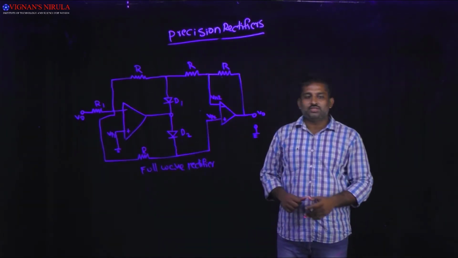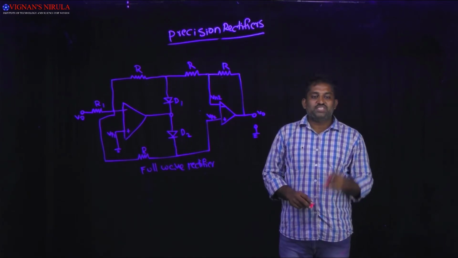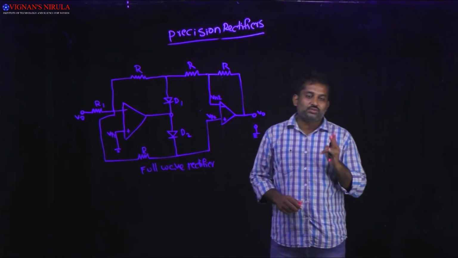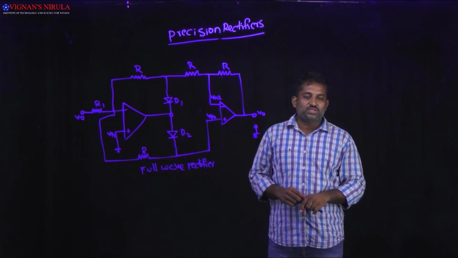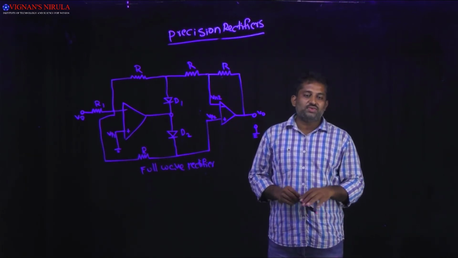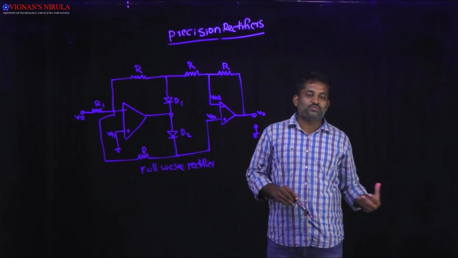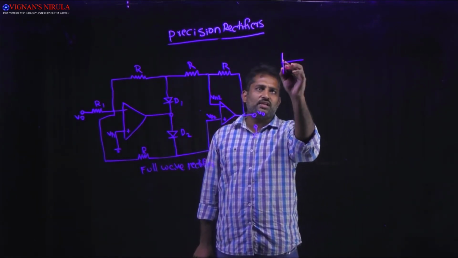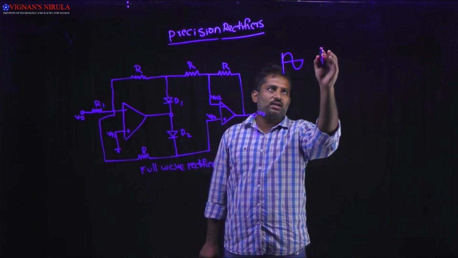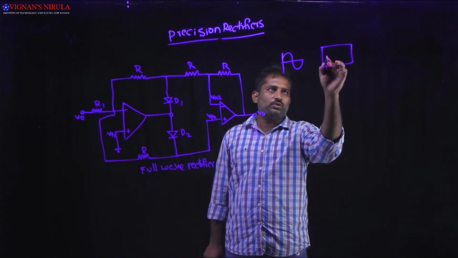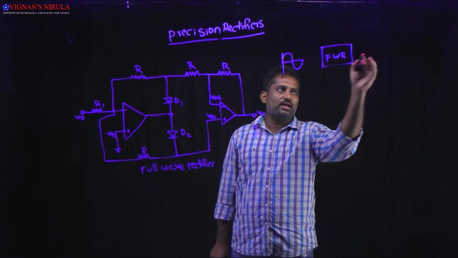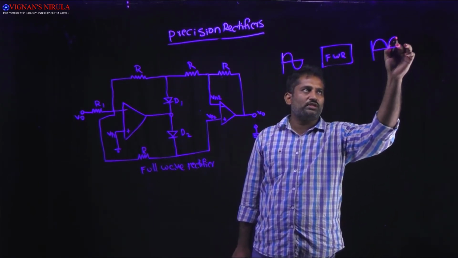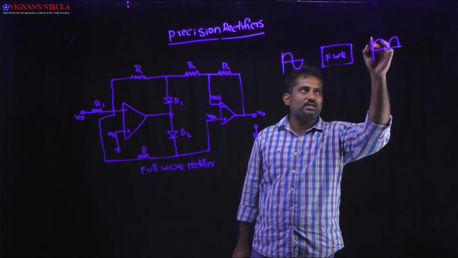We are going to discuss precision full wave rectifiers. In this case, we have two types: positive precision full wave rectifiers as well as negative precision full wave rectifiers. For example, if I consider an input like this and we apply the input to the full wave rectifier, then for the positive full wave rectifier, we may get the output like this.